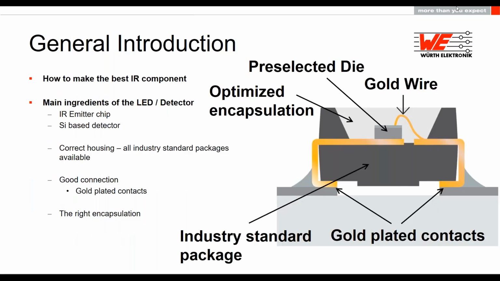So first, let's talk about what an infrared LED is, or what the components of an infrared LED are. You can see a small sketch of an infrared LED. The main components are the housing or the package, the encapsulation, the gold contacts or the contact into a PCB, and the die. So when we have all this together, then we can put it into a single package and get an infrared LED.